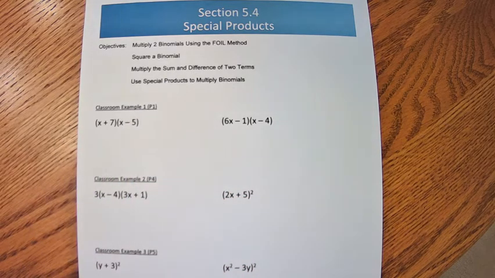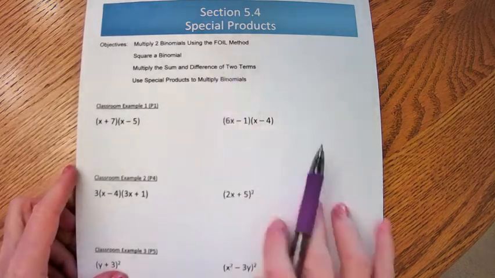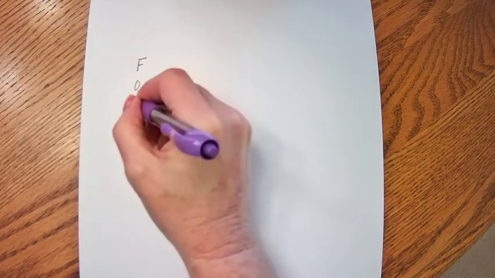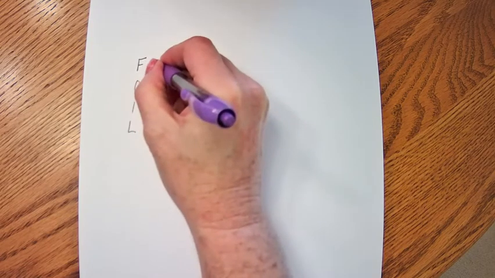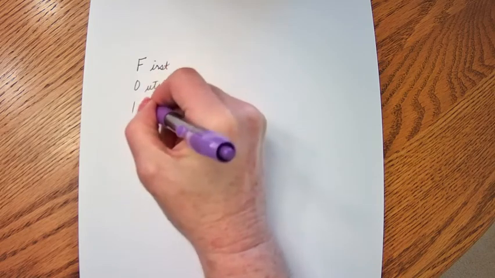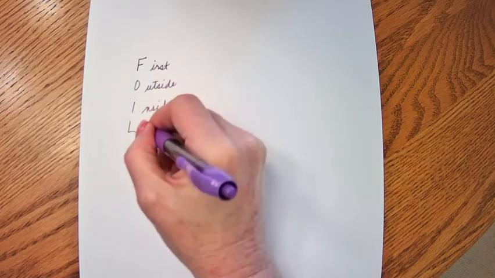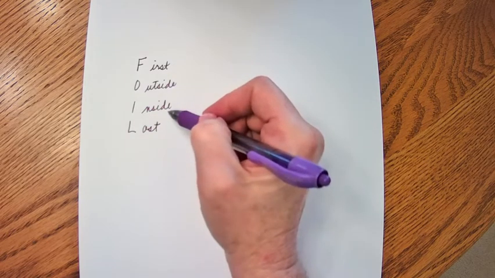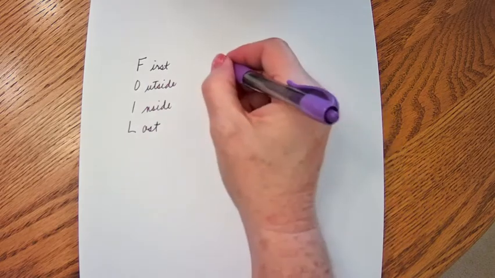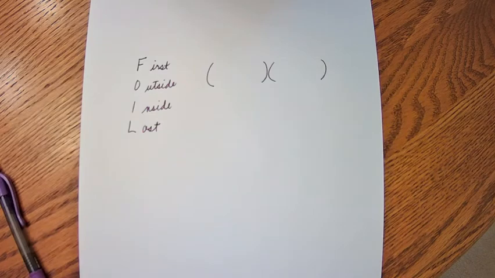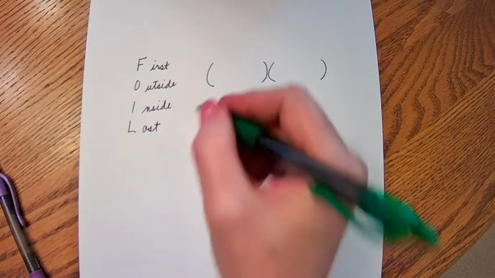special products. All right, so first of all, the FOIL method, F-O-I-L. The FOIL method, that acronym stands for first, outside, inside, last. Do the first terms, the outside terms, the inside terms, and then the last terms. When you are multiplying two binomials, that would mean that each binomial has two terms.